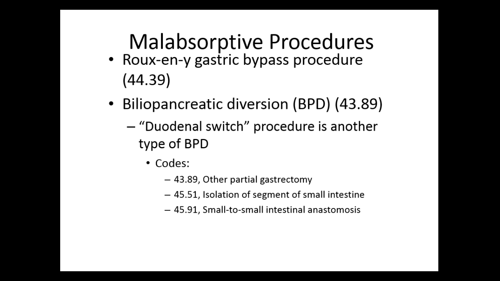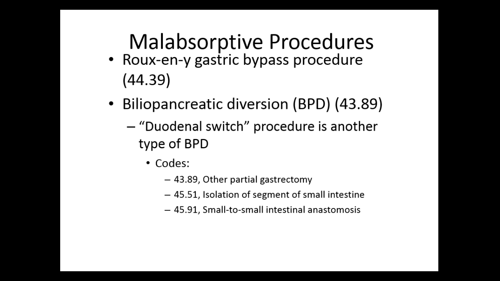Duodenal switch procedure is another type of biliopancreatic diversion. The outer margin of the stomach is removed, leaving a sleeve of stomach with the pylorus and the beginning of the duodenum at its end. The duodenum is divided so that the pancreatic and biliary drainage is bypassed. The near end alimentary limb is attached to the beginning of the duodenum, while the common limb is created in the same way as the BPD.